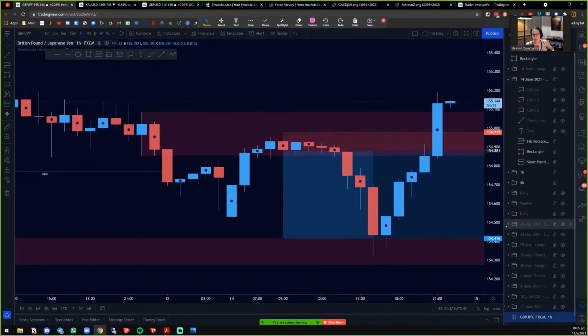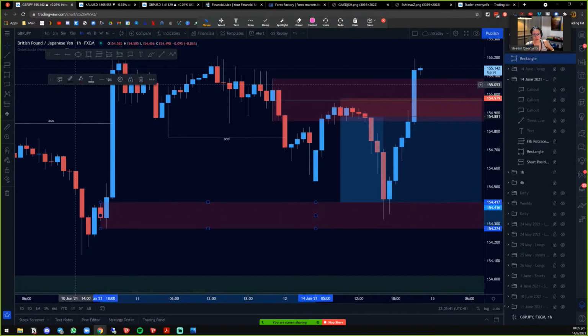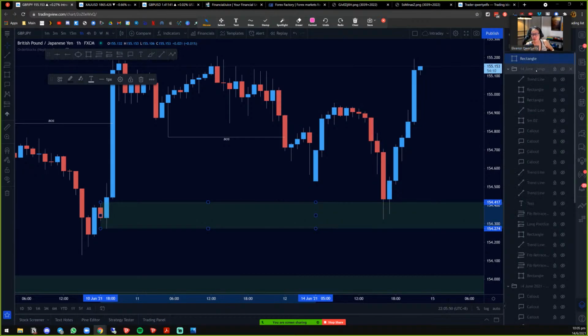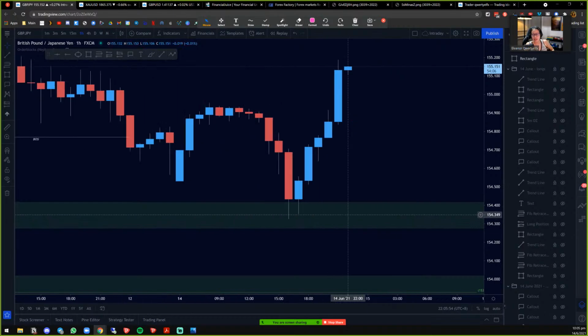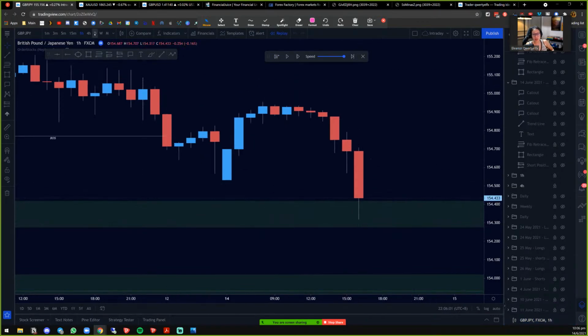The next one was the long. Again, because I know that this area here is my demand zone, which is my buy area, I'm looking for buys in this area. When I went down to the 1 hour, I saw that price first made its 1 hour rejection into this area here. So at this point in time, if I'm looking at the 1 hour, I don't really have information on it.